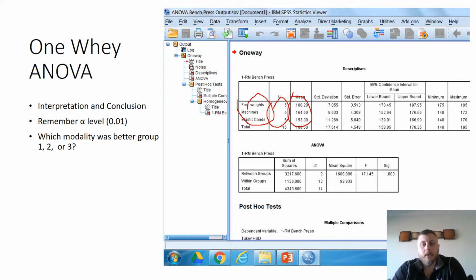By interpreting this, you can see that the mean of the free weights was significantly higher than the machines and the elastic bands, and these are 1 rep maxes. So if you're training with elastic bands, trying to get that NFL combine quality of a bench press, you probably should rethink what you're doing. The rest of this stuff is good to know and good to have, and I'm not going to say we're going to ignore it, but we're not going to really talk much about it for a second.